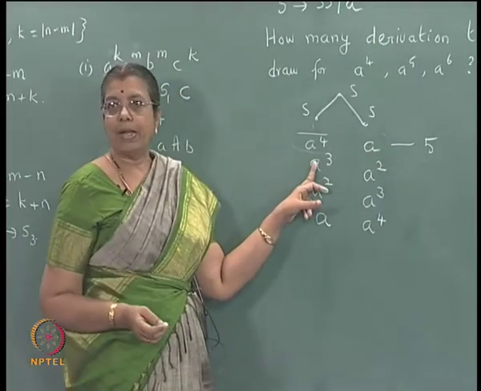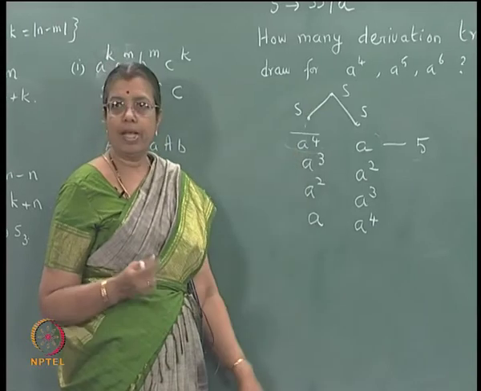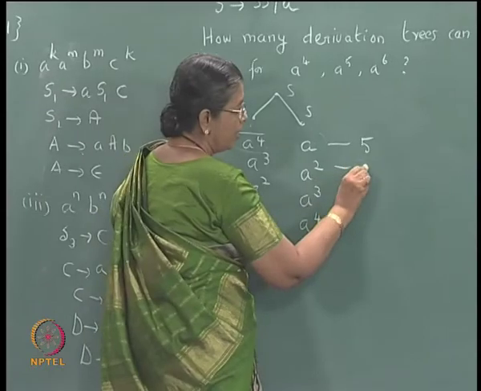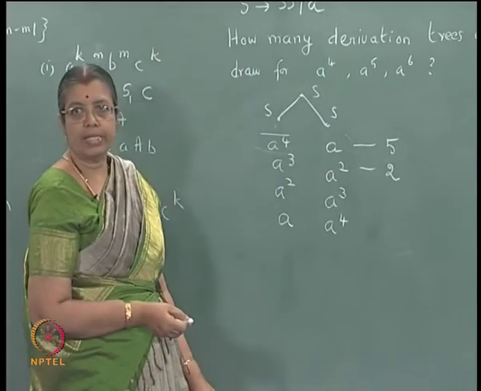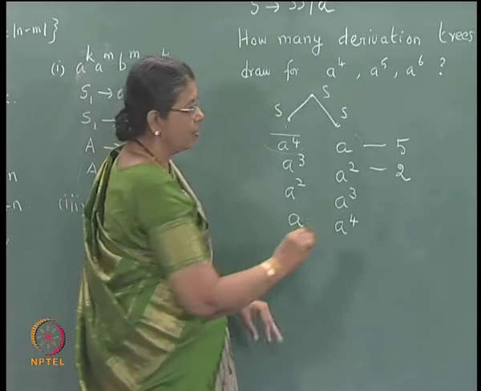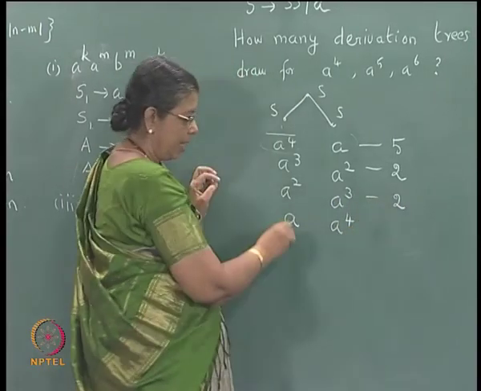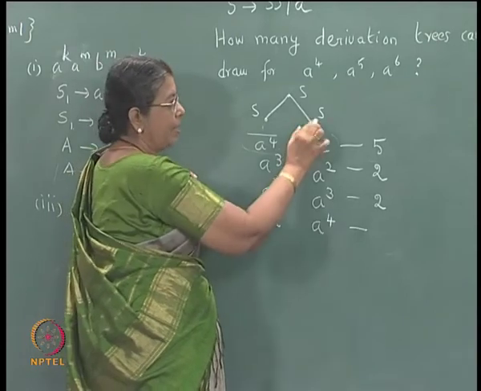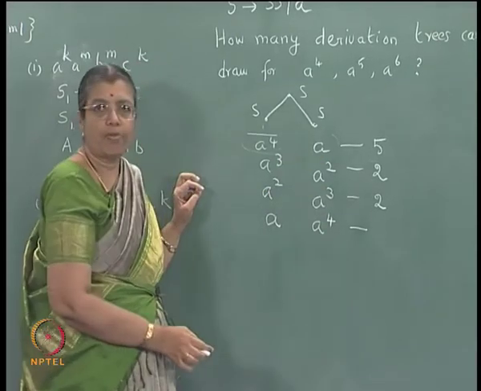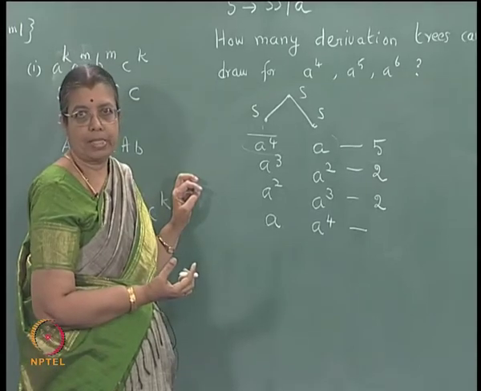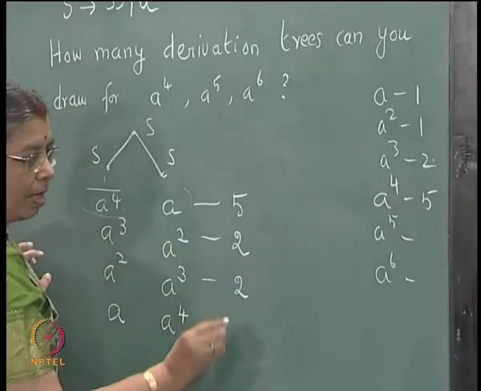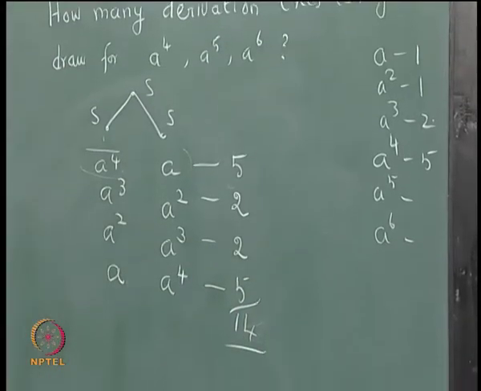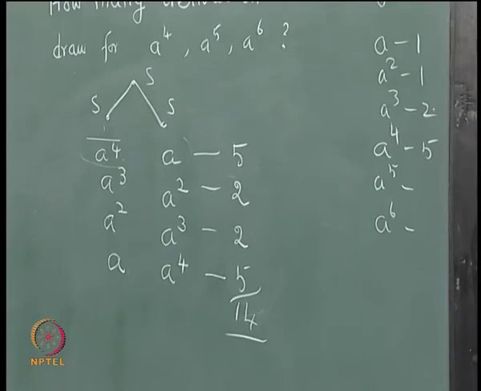A cubed can be drawn; for a cubed we can draw a subtree in 2 possible ways, a squared only one way. So, this will give rise to 2 different trees. Similarly, this will give rise to 2 different trees, and this can be derived in only one way, but the subtree here deriving a power 4, you can have 5 possibilities because we have already seen that. So, totally 14 different derivation trees you can have for a power 5.